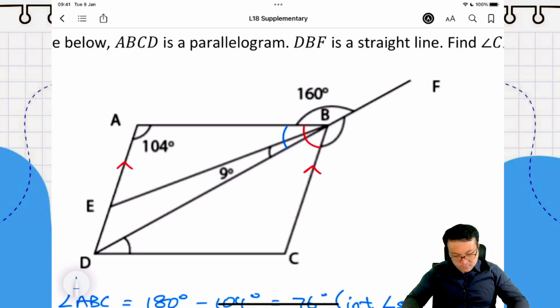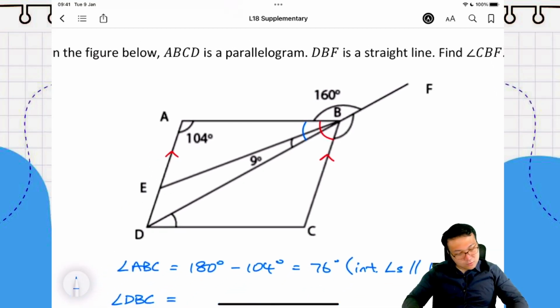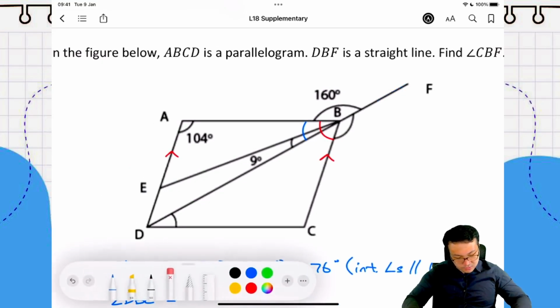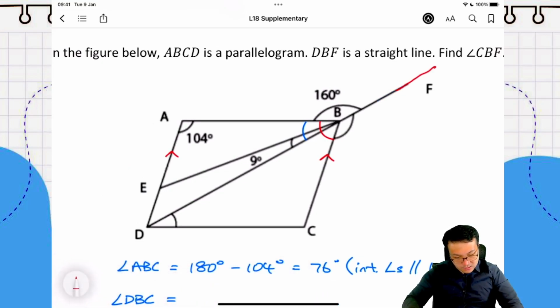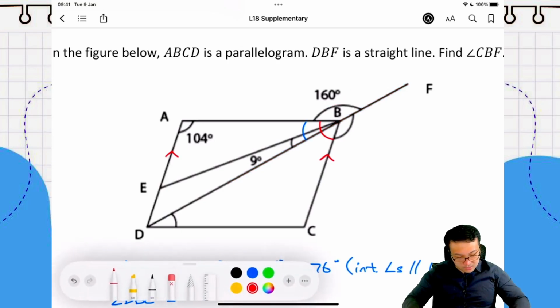Like 113? No. There's a straight line here. Let me try to draw. There's a straight line here. 20, very good. Because there's a straight line here, so it is 180 degrees on a straight line. Minus away 160, you get 20.